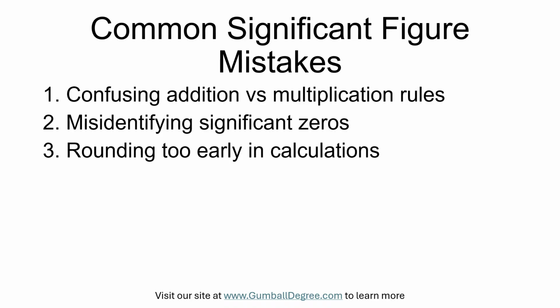Students often forget the difference between the two main rules and apply the wrong one, which makes their result look either too precise or too imprecise. So remember decimal places for addition and total significant digits for multiplication and division.